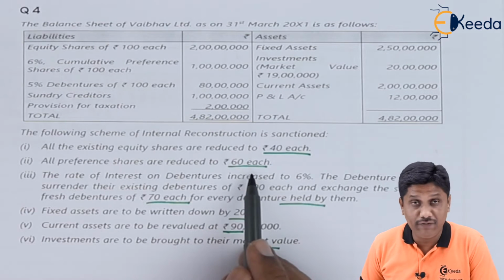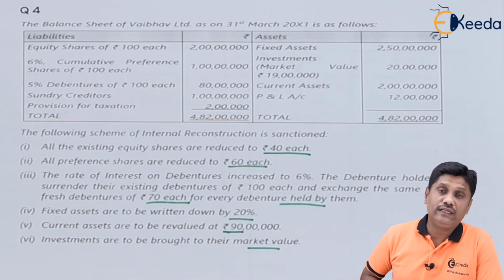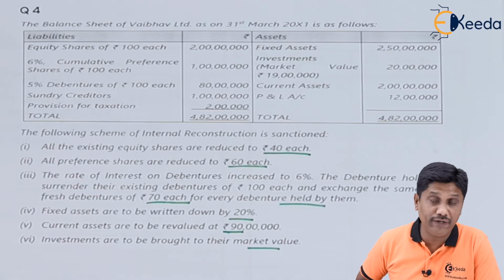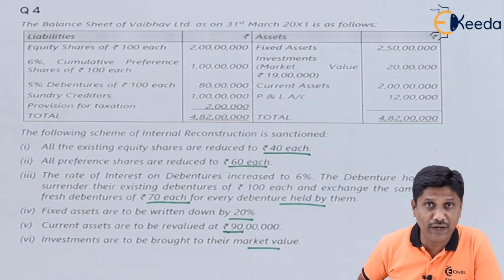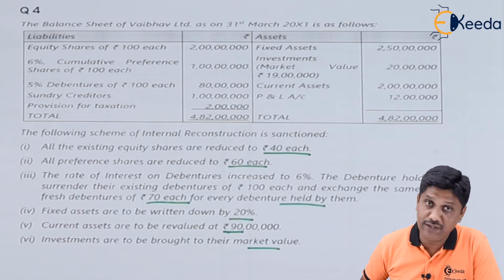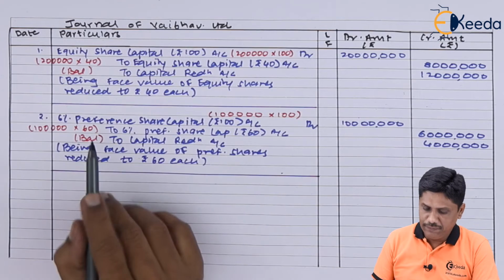Since face value and paid up value both are changed, I can say my entry will be a gross entry, that is 100 rupees preference share capital account debit to 60 rupees preference share capital account, and the difference we will transfer to capital reduction. Number of shares will remain same. Let us pass the entry. Friends, you can notice our entry.